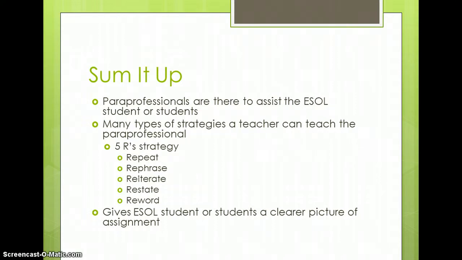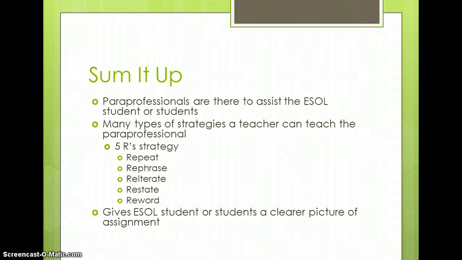There's many types of strategies a teacher can teach to a paraprofessional. The one I chose is the 5 R strategy, which is repeat, rephrase, reiterate, restate, or reword. And this gives the ESOL student or students a clearer picture of the assignment from the paraprofessional, but they also need to remember to speak English to that student.